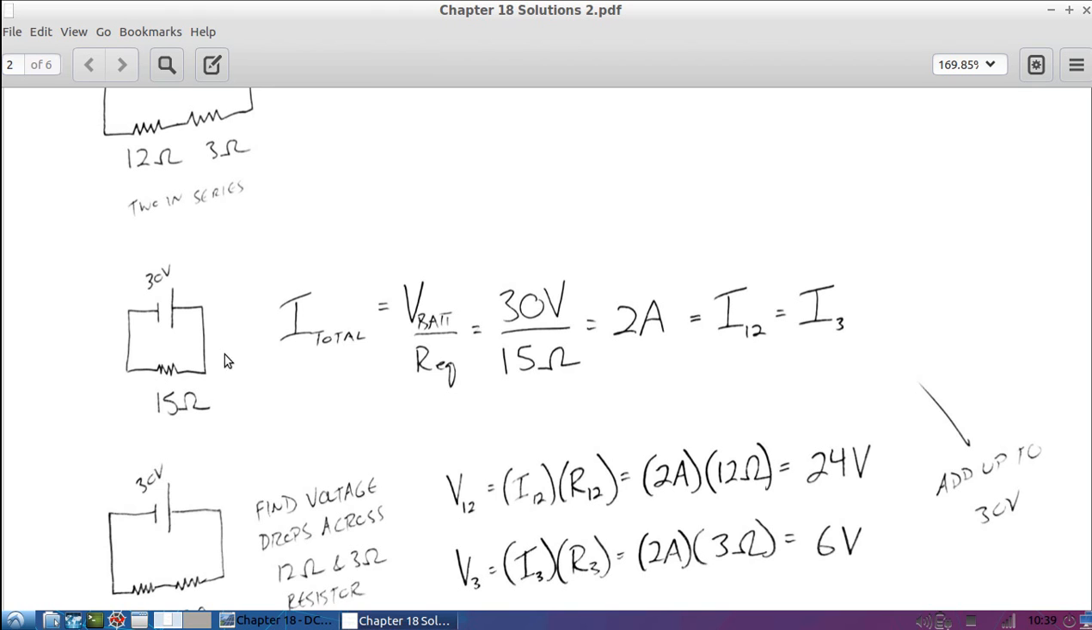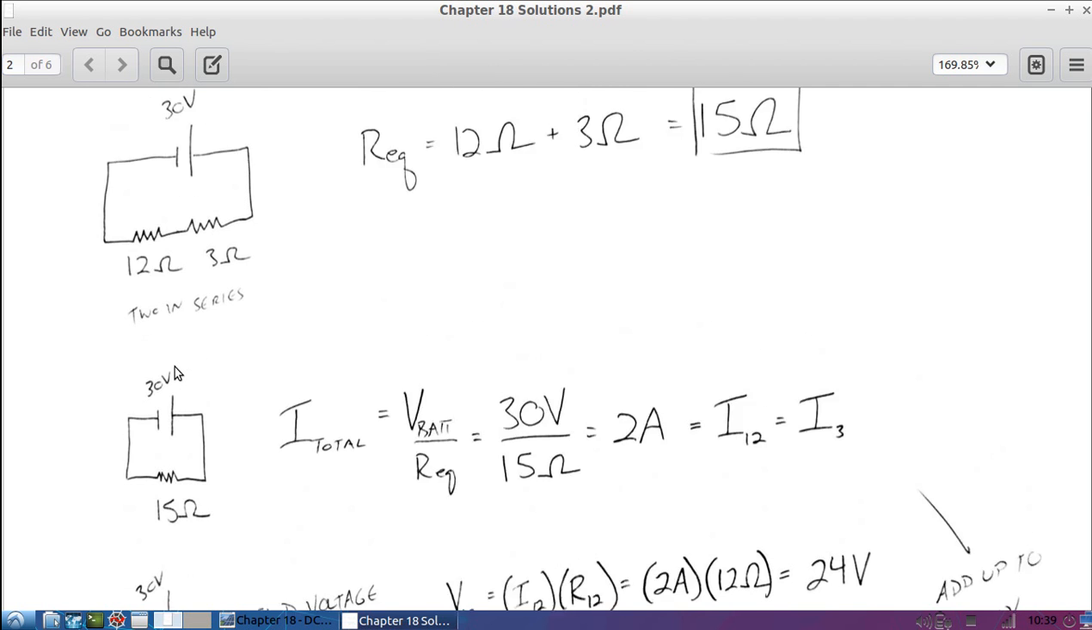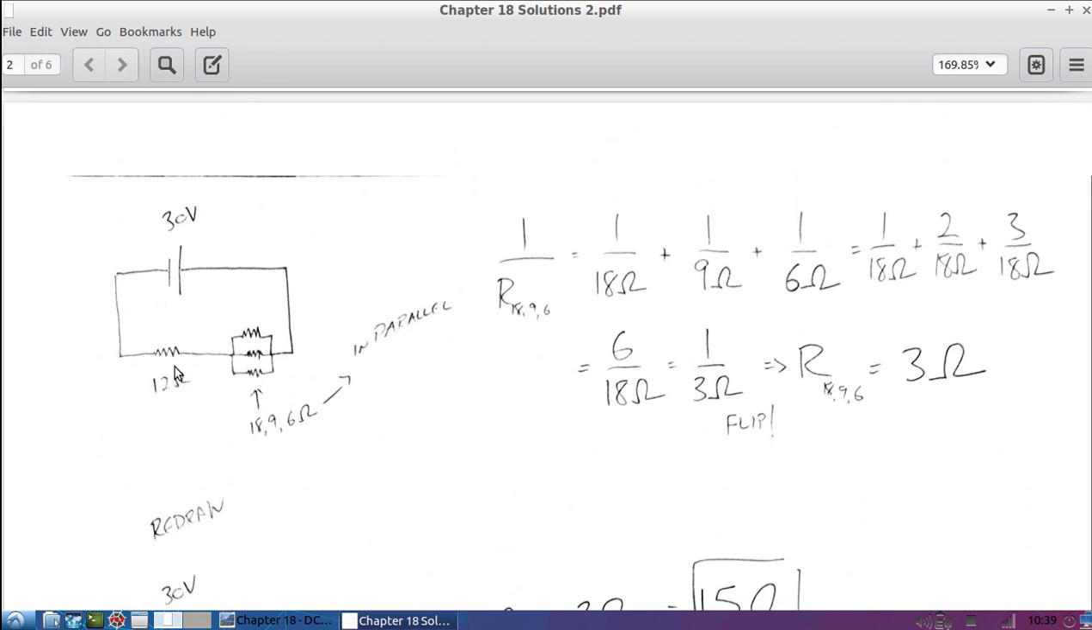So that means I take the voltage of the battery divided by the equivalent resistance. Voltage of the battery is 30 volts. The total resistance of the circuit is 15 ohms. I've got a 2 amp current. That's a 2 amp current here on this side of the battery, this side of the battery, and through the 15 ohm resistor. But if I go back to my original drawing, the current that's going through the 12 ohm resistor is also 2 amps.